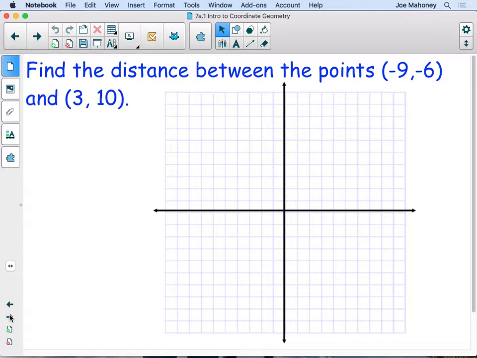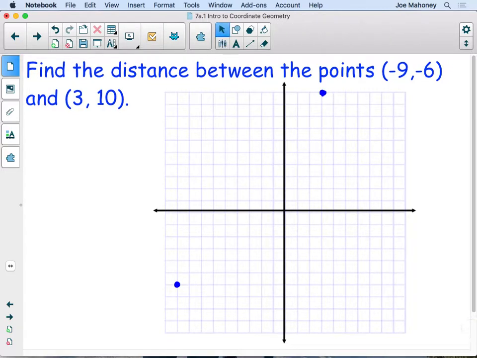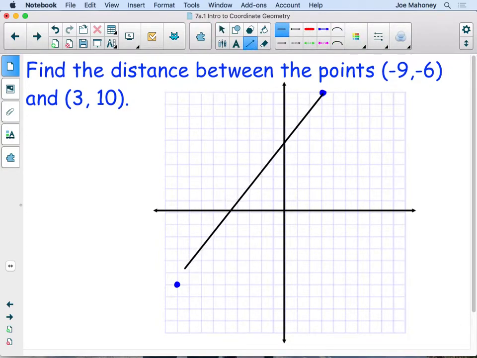So I've got a grid. I've got the points -9, -6. So -9, -6 is going to be somewhere down here. We go to the left 9 from the origin, and we go down 6. And 3, 10 is to the right 3 and up 10. So what I want to do is find the length of this segment.